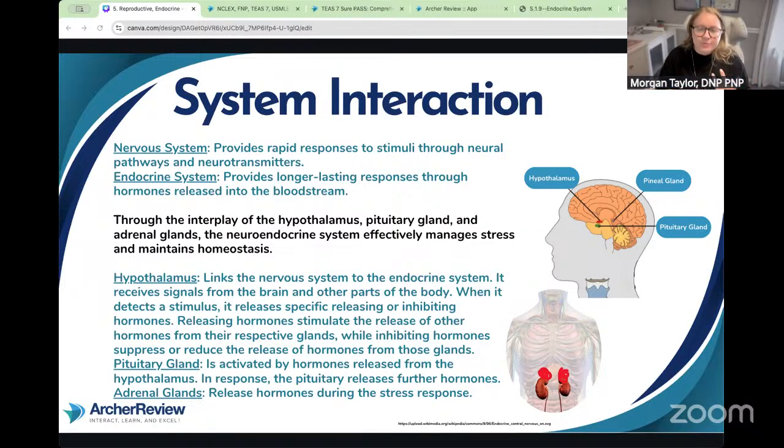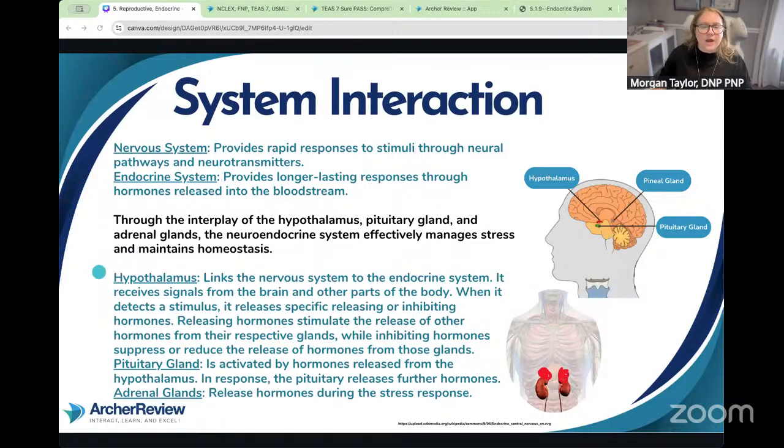There is rapid response to stimuli through all the neural pathways. And then the endocrine system provides longer lasting responses by releasing hormones into the bloodstream, but it doesn't work quite as fast, okay? It's going to be a little slower, but a little longer lasting.